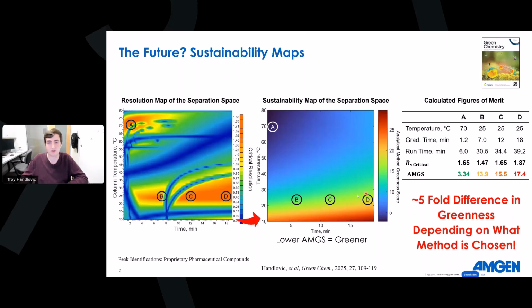And you see that the greenness ranges from above 25, which is not very green, to below 5, which is much greener, a 5-fold difference, depending on where you're operating within the separation space. So this we call a sustainability map.